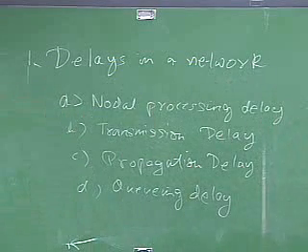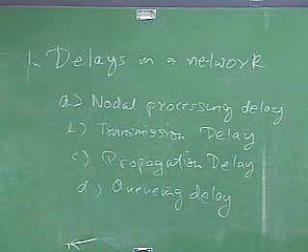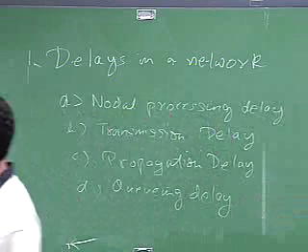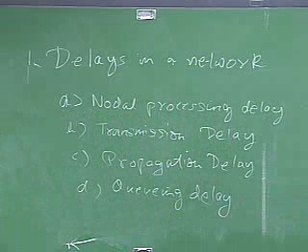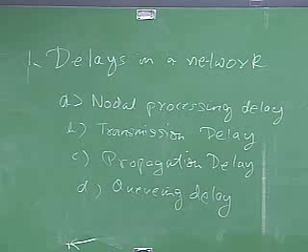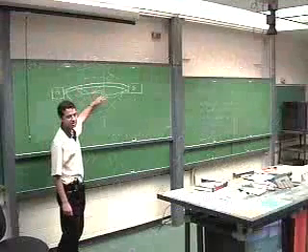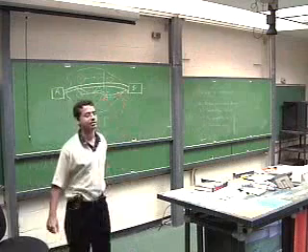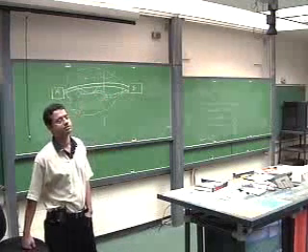So what's a nodal processing delay? The nodal processing delay involves the delay that is experienced by a packet while it's being processed at any of these nodes. For example, the router in a datagram network will look at the packet, will look at the destination, and then decide which link to send it out on. That means that for a virtual circuit network, it's probably going to be minimal nodal delay.